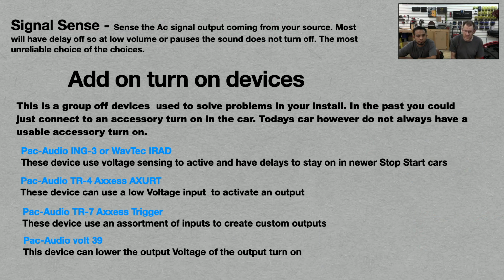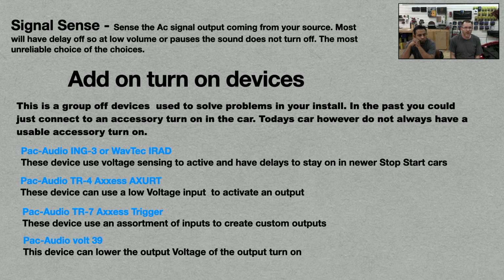Signal Sense. This is an oldie but a goodie. I'm not a big fan of Signal Sense, however, it is getting better. Signal Sense senses the AC signal output coming from your source. Sound is AC, so it is looking for that. It's looking for that AC to move up and down. When it sees it moving, it goes, oh, I'll turn on, because it's got to be sound coming in.